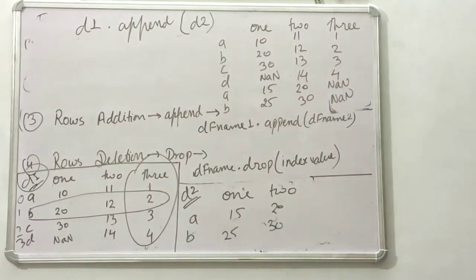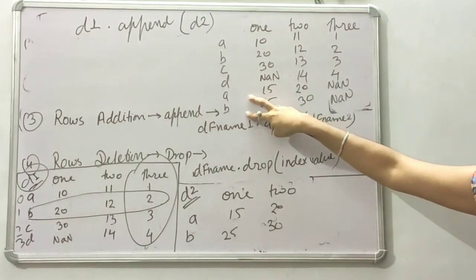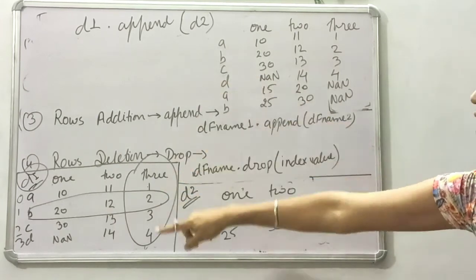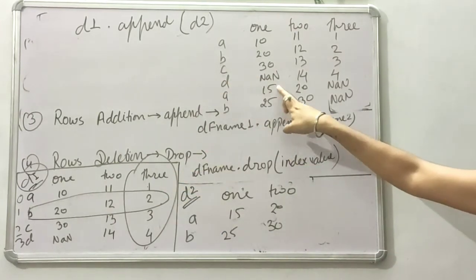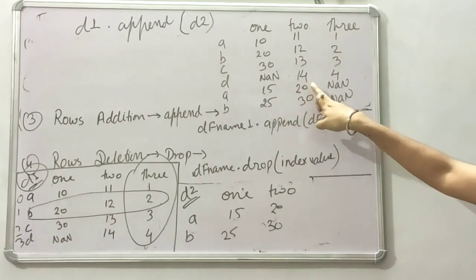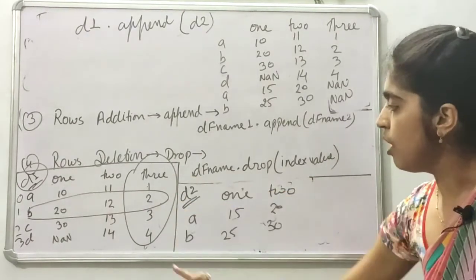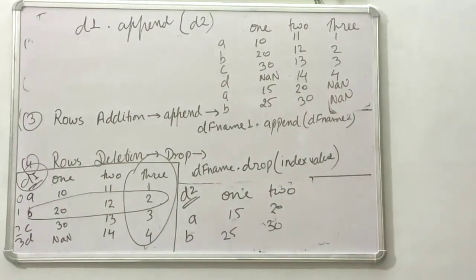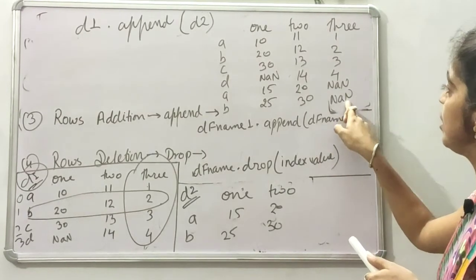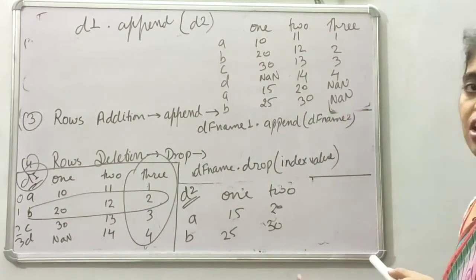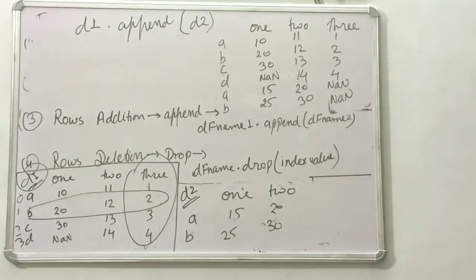This is the output. Two rows are added in data frame 1, A and B again, and what are the values? In column one, 15 and 25, and in column two, 20 and 30. But the second data frame does not contain a third column, so the third column values contain NaN, meaning none values.